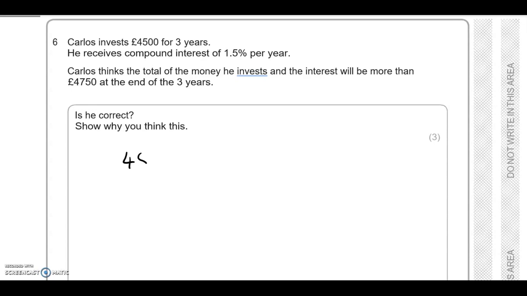So 4,500 is the invested amount, or the original amount. Now that's been invested or will be invested for 3 years, and interest is at 1.5%. Now there are different ways you can work this out. We're going to use the multiplier method. So we're going to multiply this by 1.015. What does the 1 stand for?